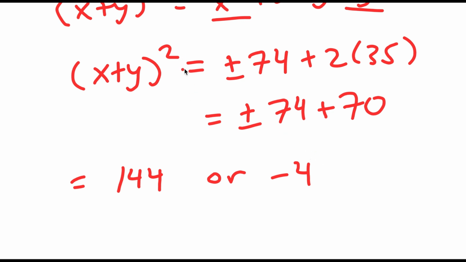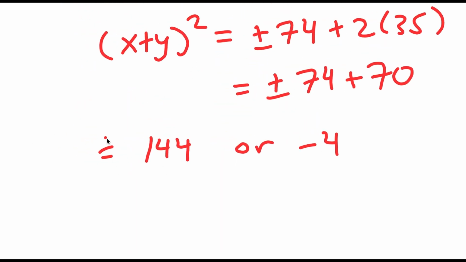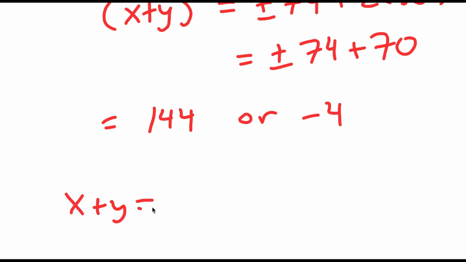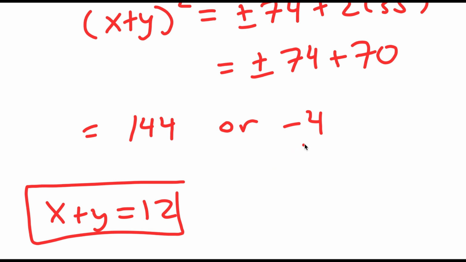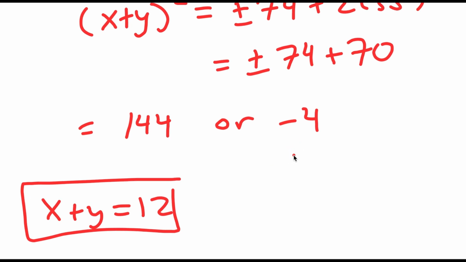If x plus y squared is equal to 144, that means that x plus y is equal to 12. And if x plus y squared is equal to negative 4, that's not a solution because it's a negative number. So 12 is our answer.